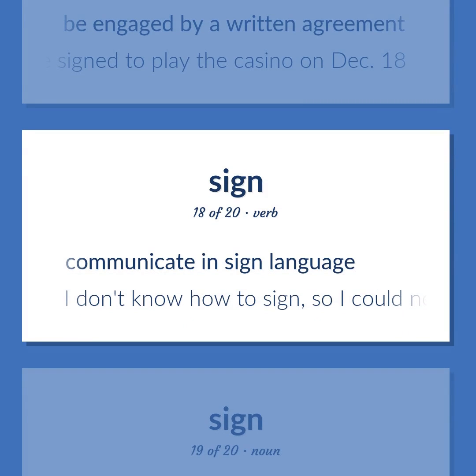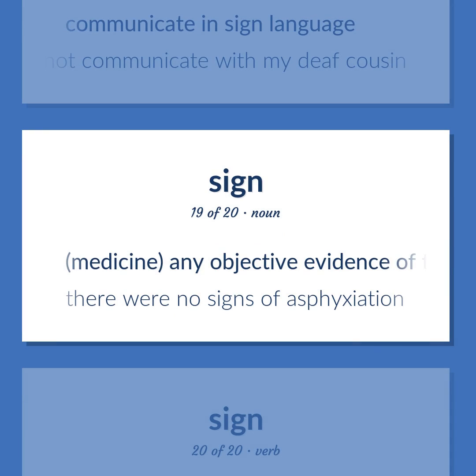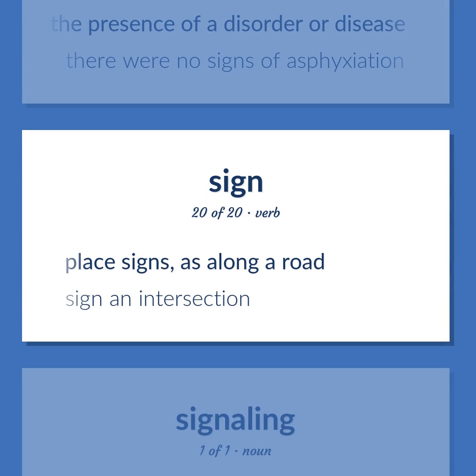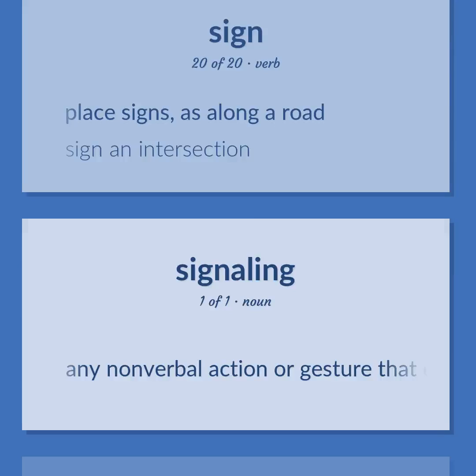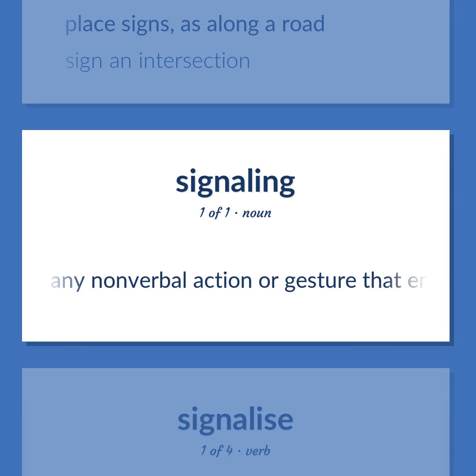Communicate in sign language. I don't know how to sign, so I could not communicate with my deaf cousin. Medicine: any objective evidence of the presence of a disorder or disease. There were no signs of asphyxiation. Place signs, as along a road. Sign an intersection.